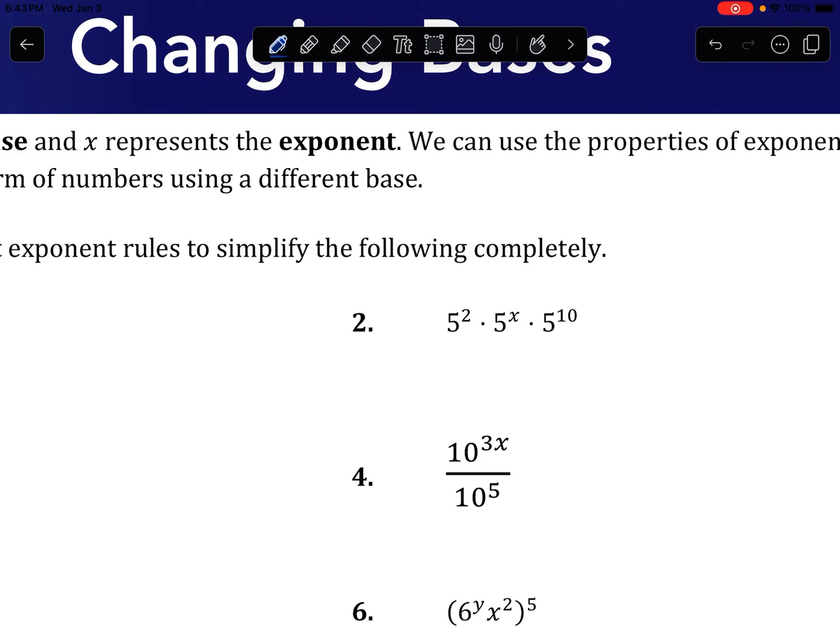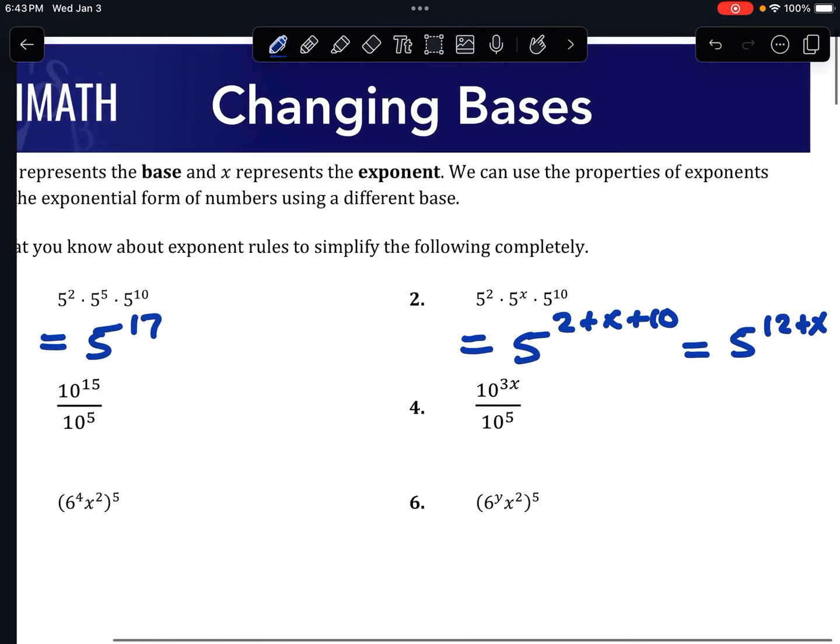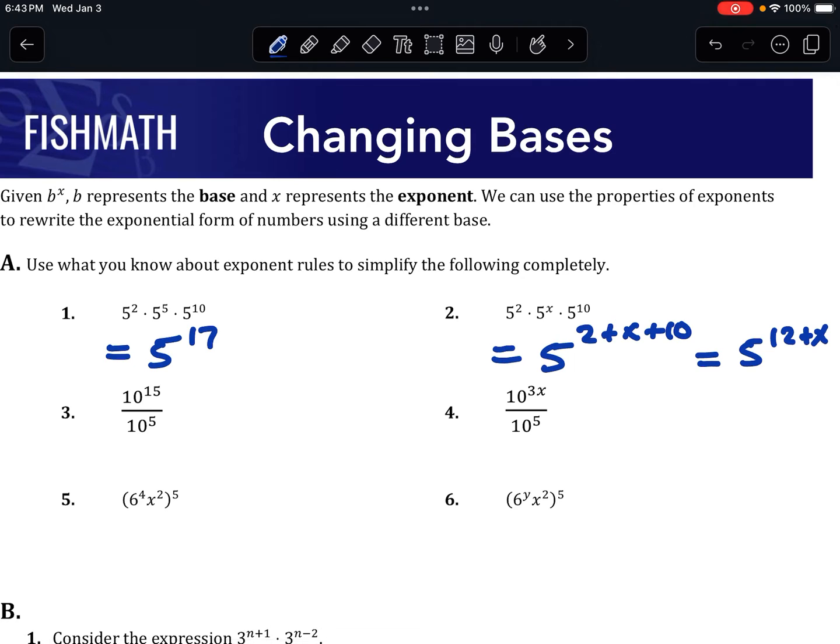Over here it's a little more complicated. There's an x in there, but it's not really a different process. It's just 5 to the 2 plus x plus 10. And then our final answer, we would just simplify and call that 5 to the 12 plus x. So we can use x's as exponents as well as bases. So you might see some variables here and there also in the exponent.